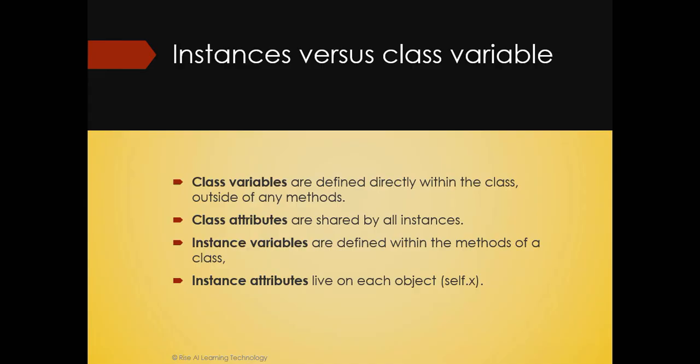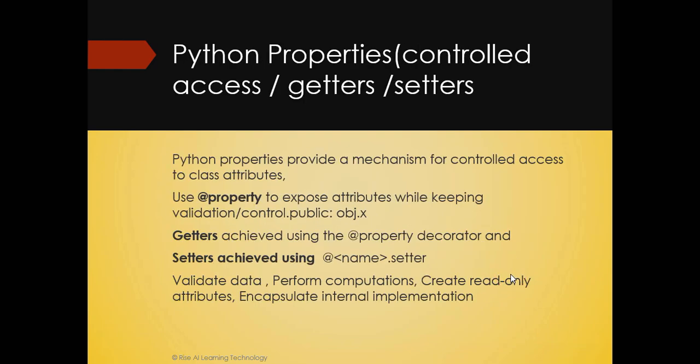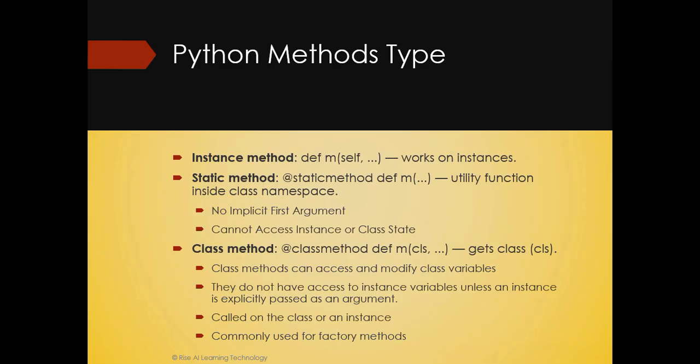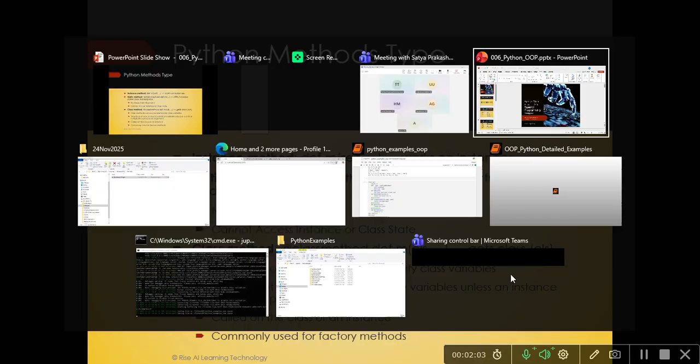Okay, and instance variables are defined within the methods of a class, and instance attributes live on each object. So as many objects as you create for that class, for each of those objects the instance variable will be associated. Then we discussed the properties, mainly the getter and setter properties, and how to control access to a particular attribute. Then we also discussed the Python methods: instance method, static method and class method. So we will start the hands-on lab for all of this now.